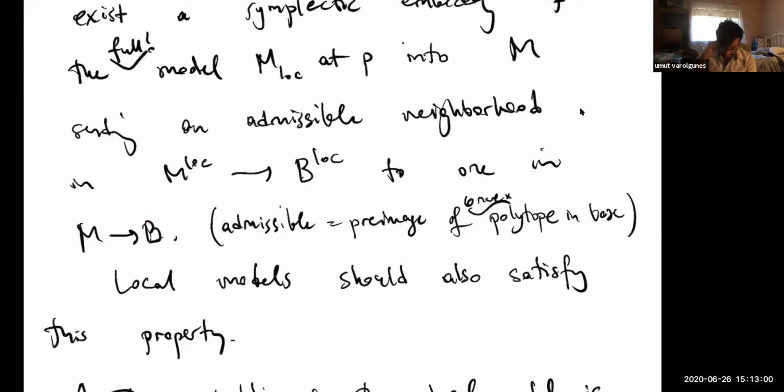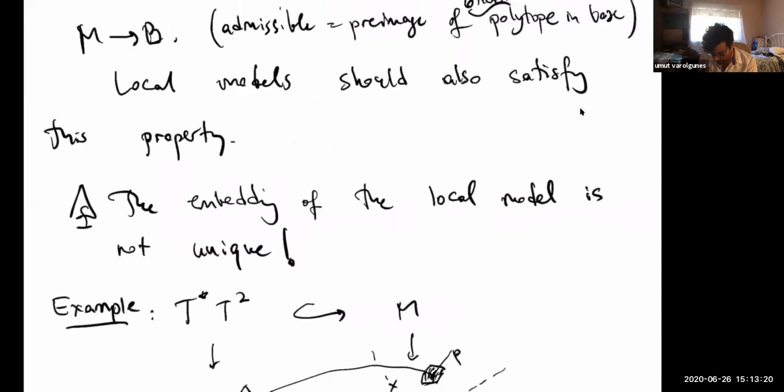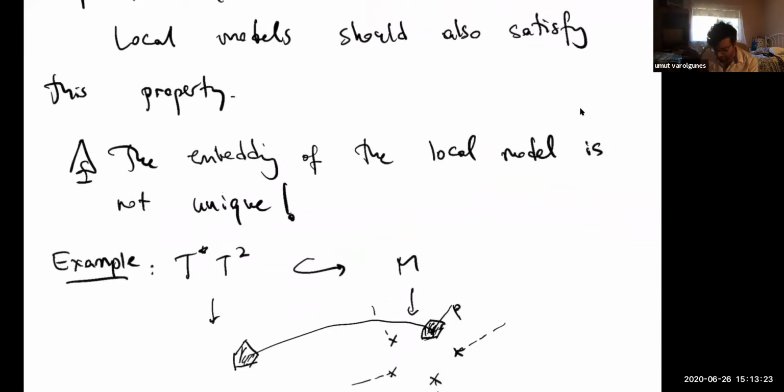And just to add, the local models themselves should satisfy this property. The local model has the most singular point at the origin, but there are other points, and there should also be embeddings from less singular models to the non-origin points. Okay, anyway, one point that I want to make is that when this happens, the embedding of the local model is not unique. There are genuinely different choices of embeddings of local models, and this is related to wall crossing. That's how wall crossing comes up in the way I'm going to present things.